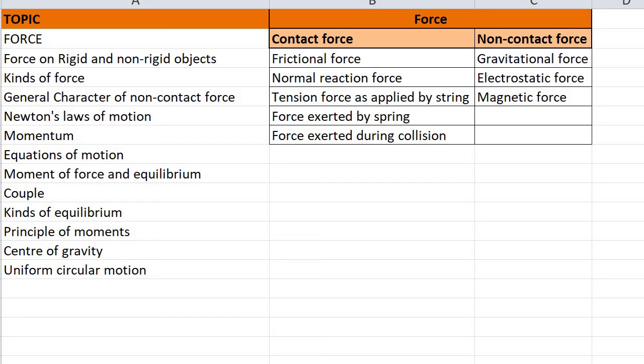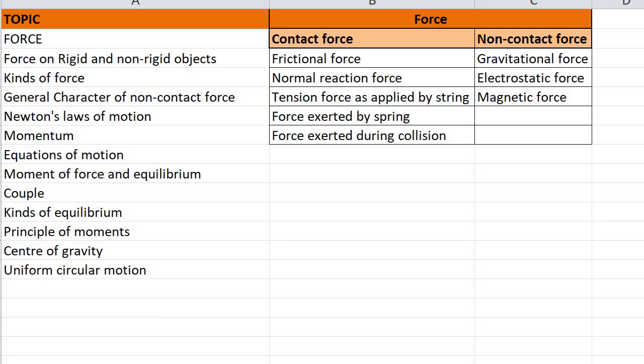Let's see now non-contact force like gravitational force. So gravitational force is the force of attraction which is offered by the earth. The earth also, because of its mass, attracts all other masses around it. The force on a body due to earth's attraction is called the pull of gravity or the force of gravity. It causes motion in a body towards earth if the body is free to move. Thus, it is the force due to gravity that makes a body fall when released from a height.